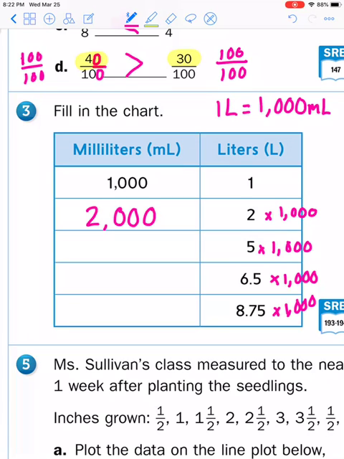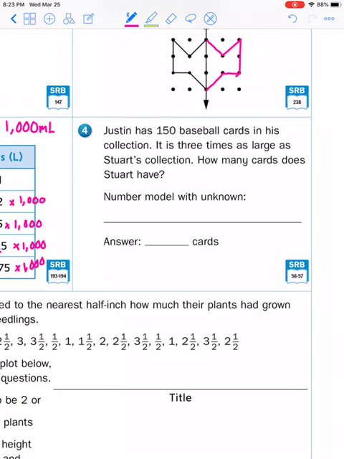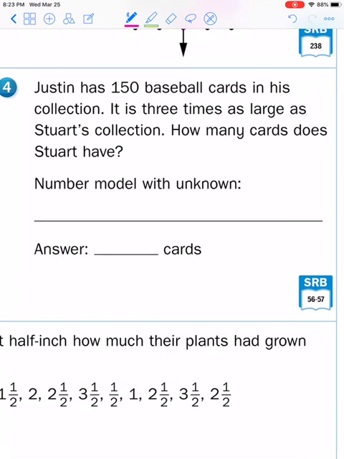If I have 5 liters, I have 5,000 milliliters. If I have 6.5 and I multiply by 1,000, I get 6,500. Be careful with the decimal point. And if I have 8 and 75 hundredths, I would get 8,750 milliliters.